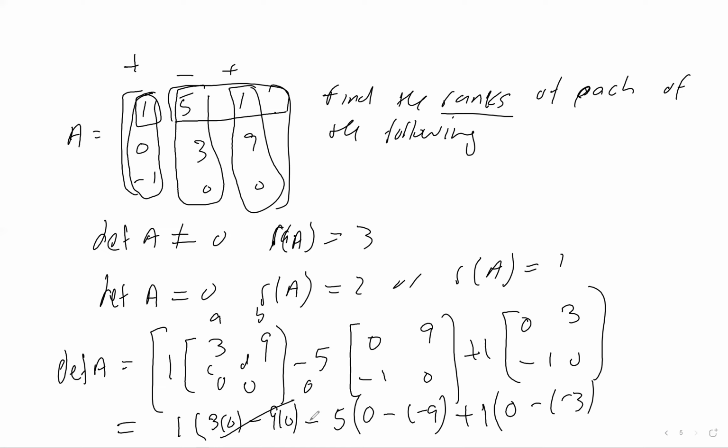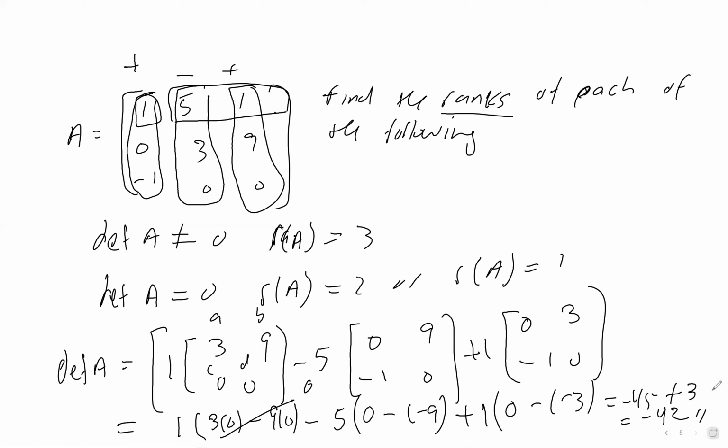Now you have minus. This one becomes minus, and minus is +9, and that is equal to +9 times -5, that is -45. And then you have +1 times +3, so that becomes 3, and that becomes -42. So that is the determinant, but the thing is that it's non-zero.